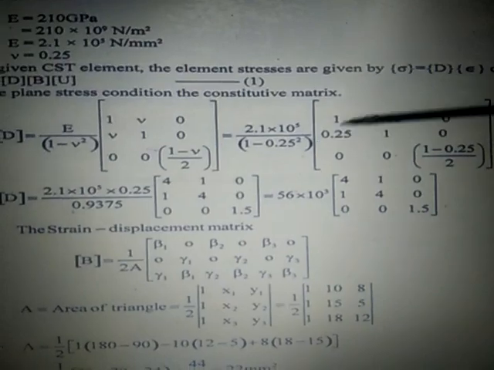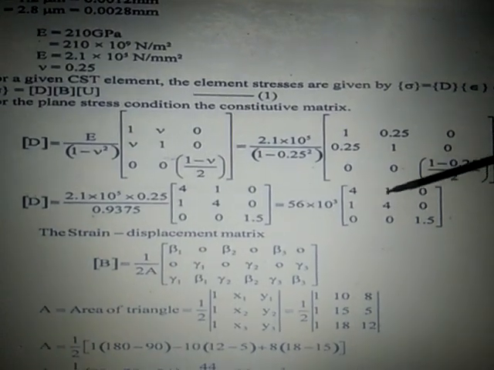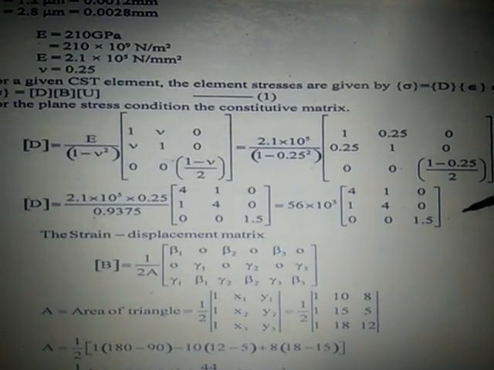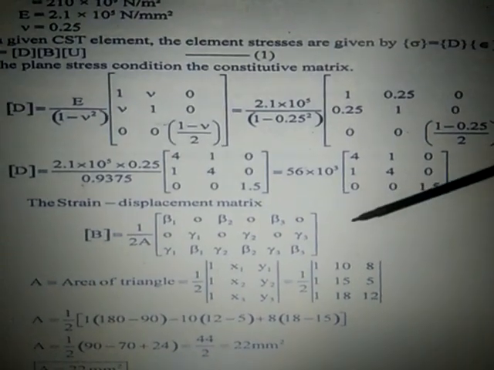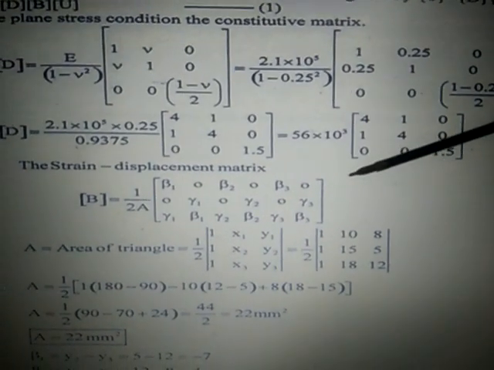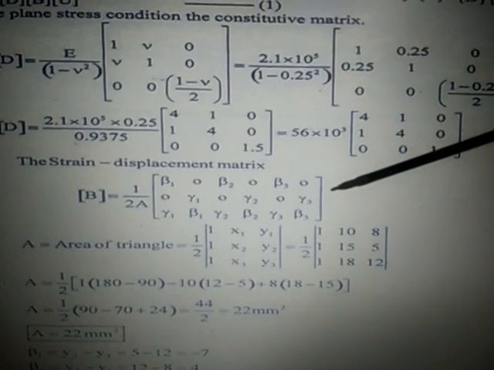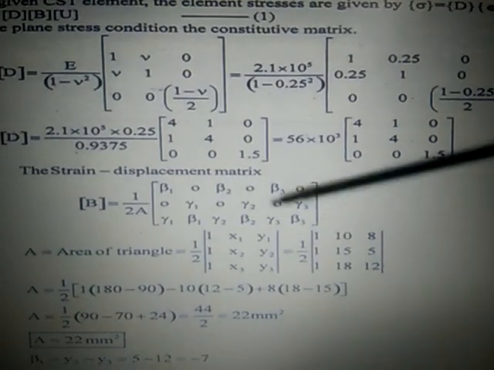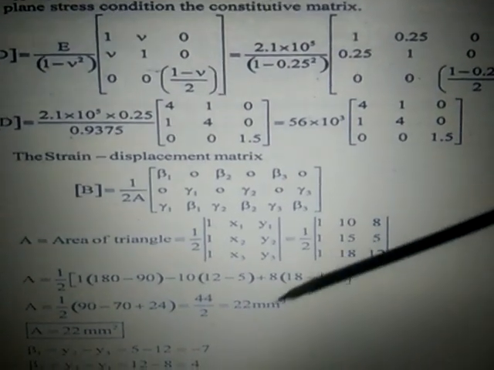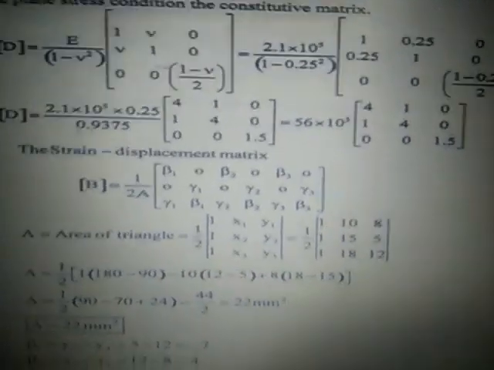Put all the values, simplify, and you get 56 into 10 to the power 5, 410, 140 like this. The strain displacement matrix is a standard matrix. There is a proof of this. Students have to remember this. The area of the triangle is given by half of the determinant with rows 1, 1, 1, x1, x2, x3, y1, y2, y3. Put the values, simplify, and you get 22 mm square.